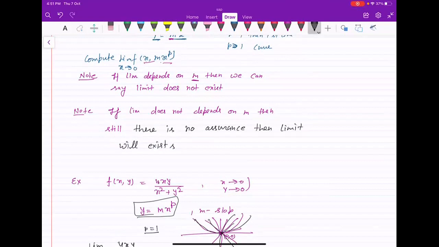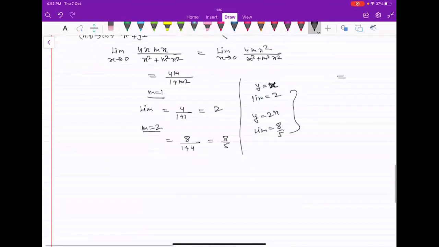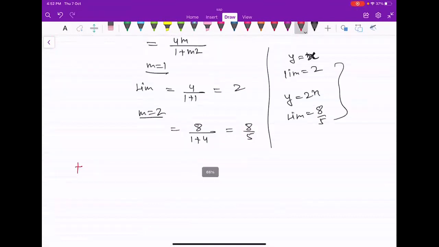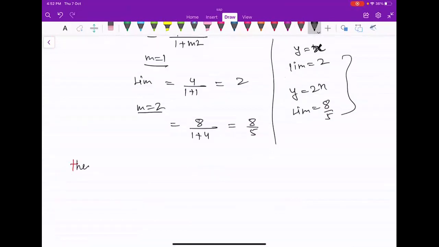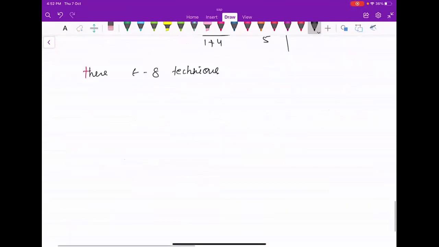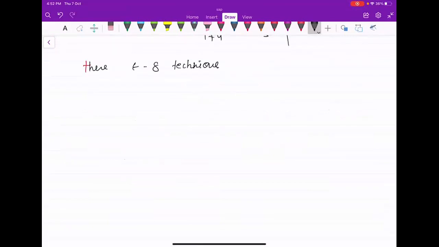So how to get surety that the limit will exist? There is a technique called the epsilon delta definition. That is not in your syllabus, but I just want to give an example so that it is clear when the limit will exist. The epsilon delta definition always works, but it is not very simple. It is very difficult and depends on the problem.